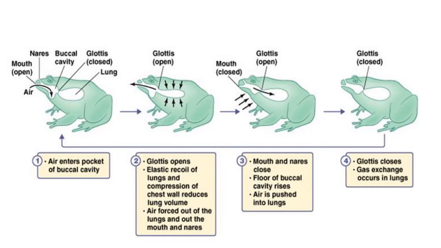So this is what happens. Air enters when the frog is respiring through lungs. Air enters through the mouth region and reaches the buccal cavity, then the glottis is closed. It enters into the pocket of the buccal cavity. When the glottis opens, the elastic recoil of the lungs and compression of the chest wall reduce lung volume, so air is forced out of the lungs and out of the mouth and nares. Mouth and nares close, the floor of the buccal cavity rises, and air is pushed into the lungs.